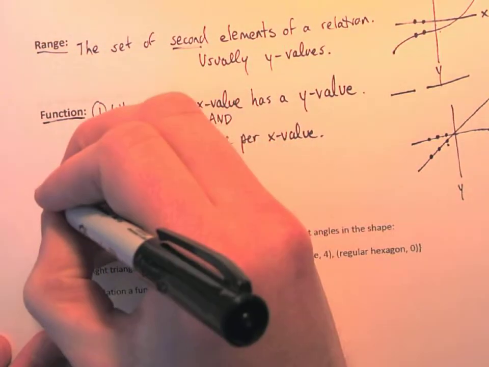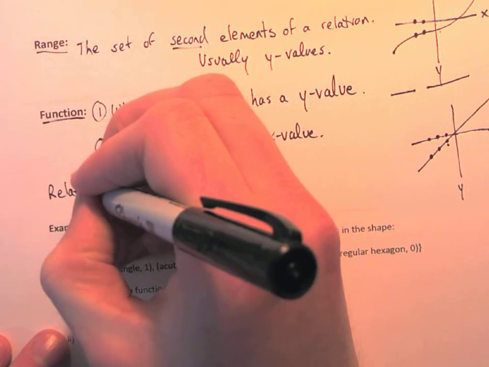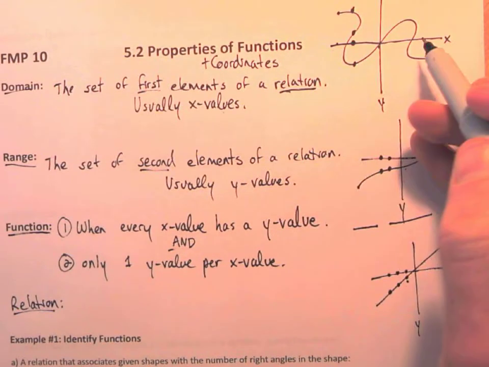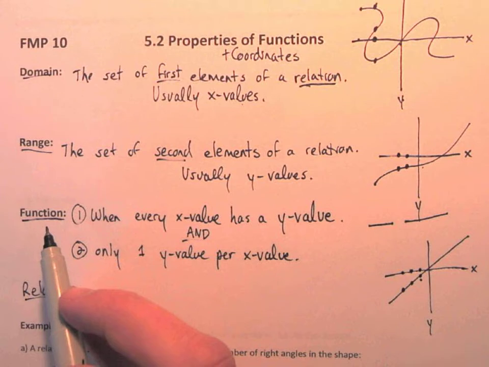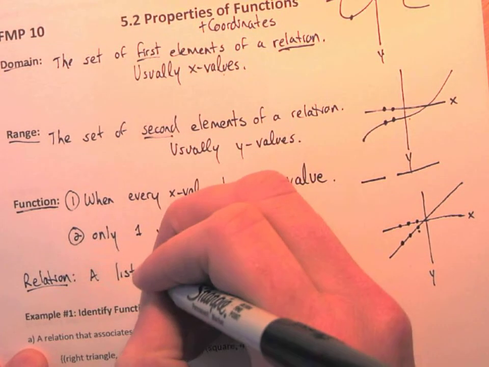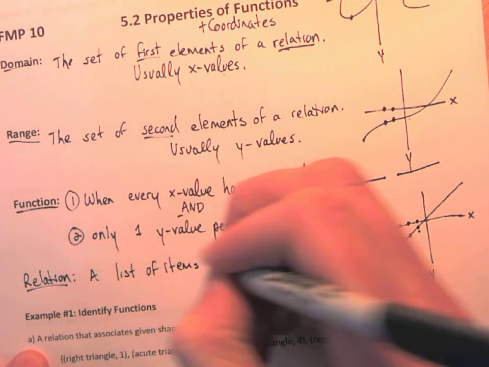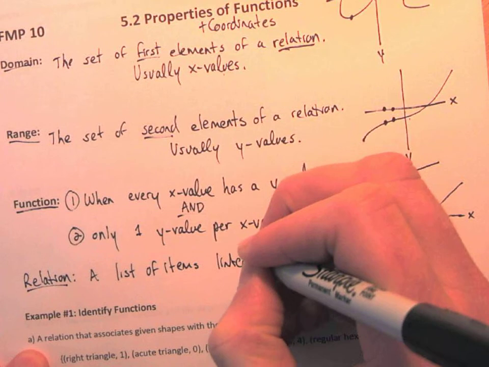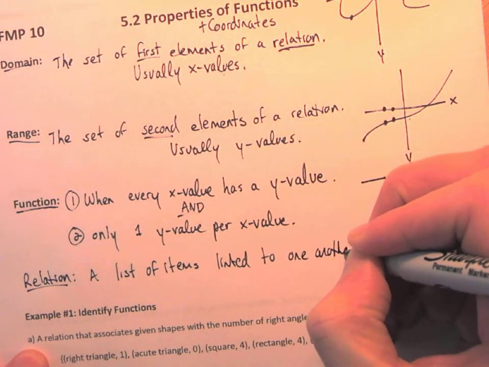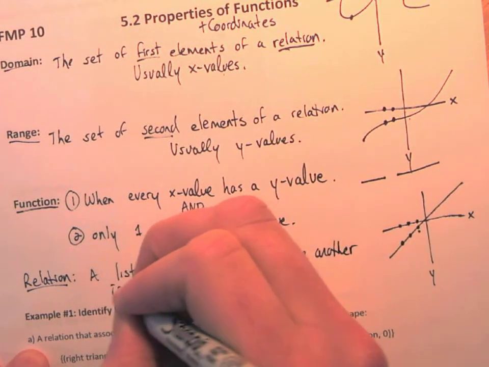I'm going to add one more: relation. So what we saw up here, relation just means a line on a graph, does not have to be a function. That's pretty much what it means. Or a list of items linked to one another in a certain way.